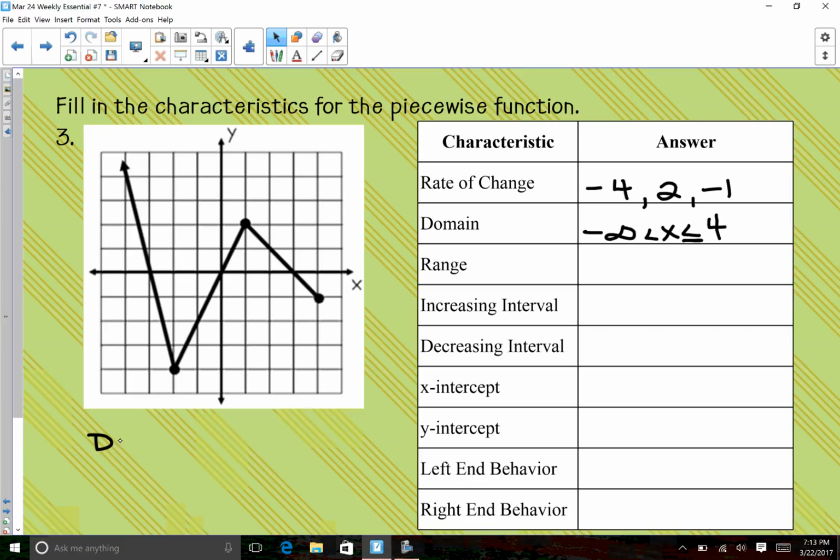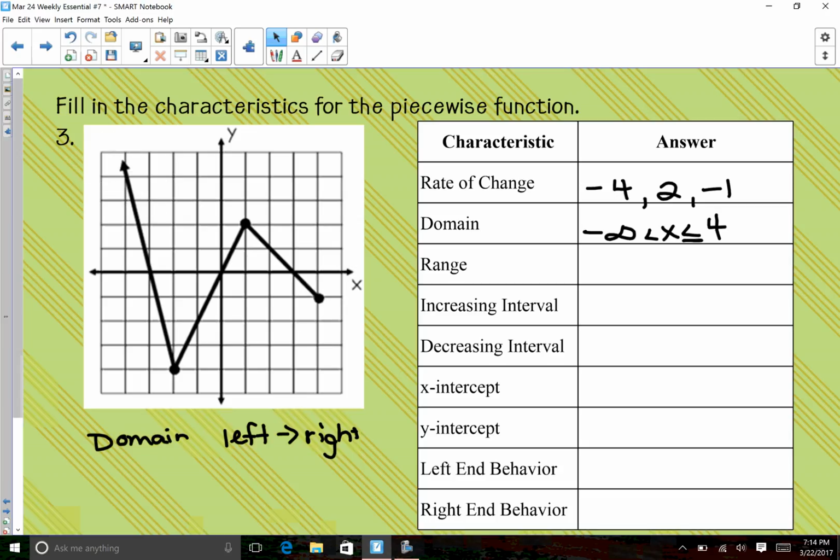Now remember, domain, you always read left to right. And that's what I just did. I started on the left of the graph. There was an arrow, so I knew it had to be infinity. And on the left, x's are negative, so negative infinity. You look on the right of the graph, there's a point, so the graph actually stops there. And at that point, my x equals 4.